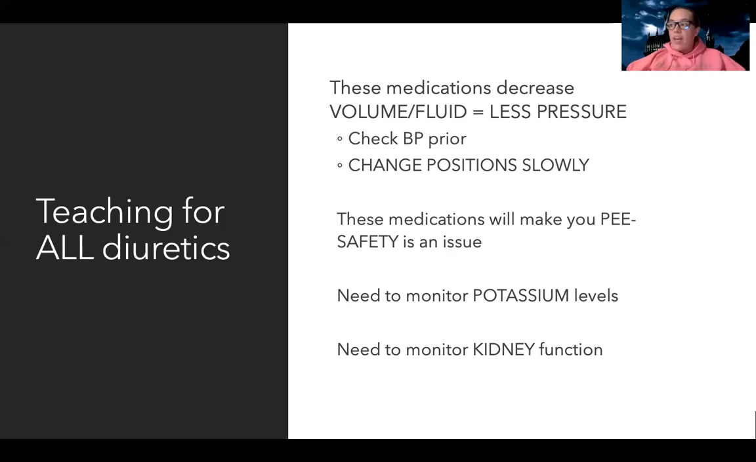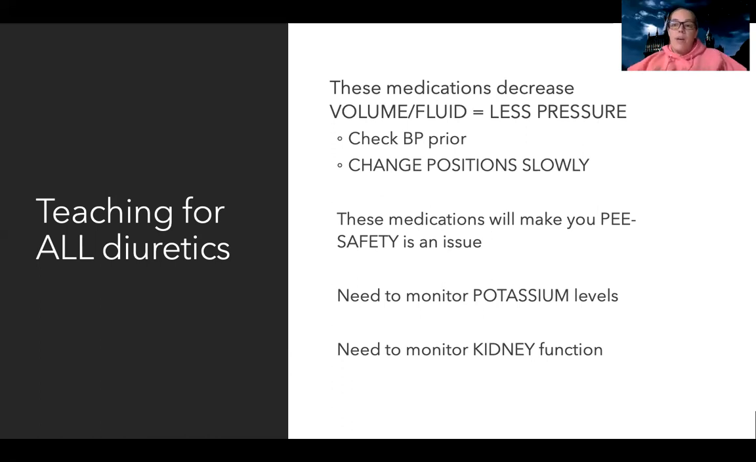And because of that, they can also have some of that orthostasis. So we want to tell them to change position slowly. These medications will make the patient pee. So we always want to consider that for all types of diuretics, safety is going to be an issue. This patient's going to have to go to the bathroom frequently, and they're going to need to have a safe environment.